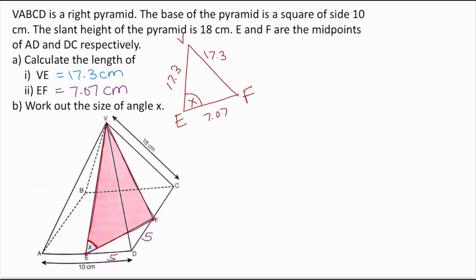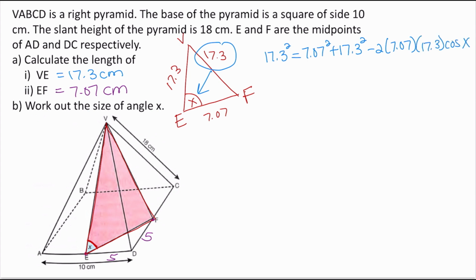Okay, so the way the cosine rule works is opposite side with the opposite angle. So I'm going to set up the problem as 17.3 squared is equal to 7.07 squared plus 17.3 squared minus 2 times 7.07 times 17.3 times the cosine of angle x.